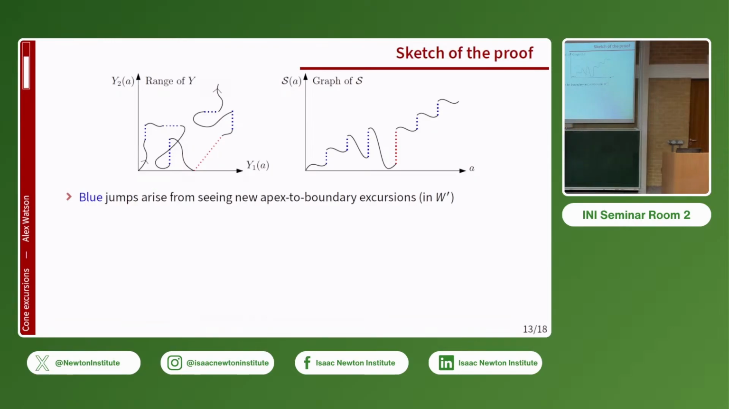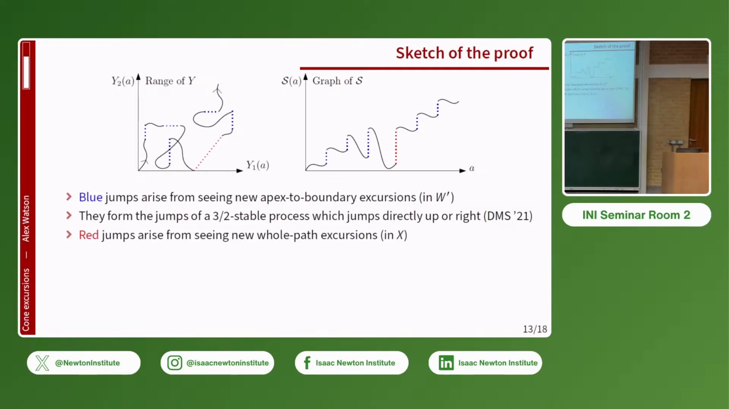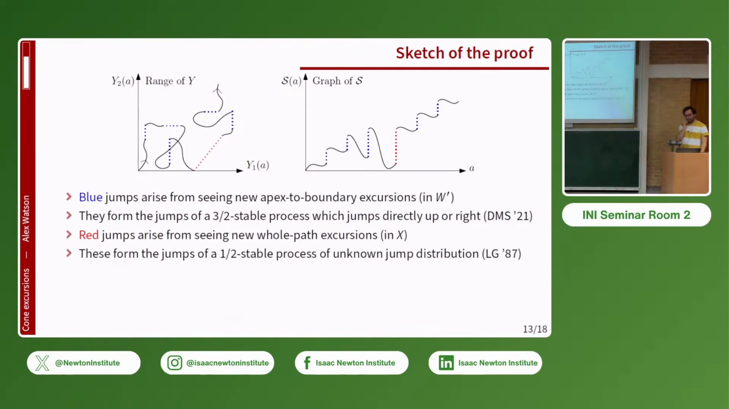As I said, these blue jumps come from seeing these new apex to boundary excursions. These were described in the Duplantier-Miller-Sheffield paper, and those blue jumps are the jumps of a 3/2 stable process, which goes up or right. So looking at the L1 norm, you just go up according to the same jumps. The red jumps come from seeing new whole path excursions. This is proved by Legal: they are the same as the jumps of a 1/2 stable process, where the jump distribution is sort of unknown, or was unknown in Legal's work.